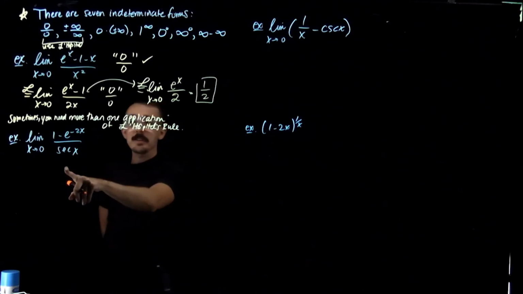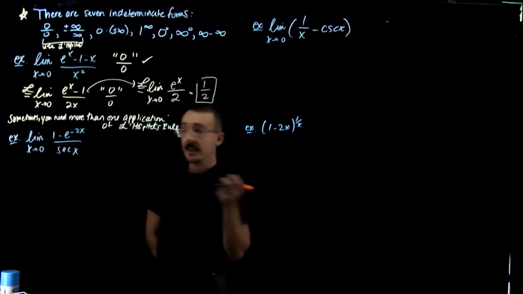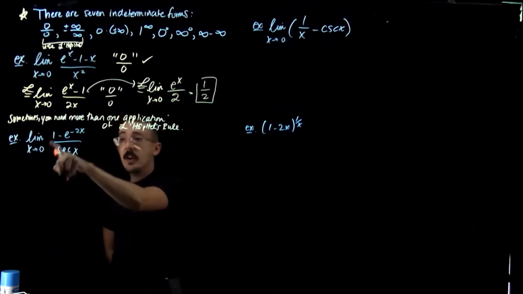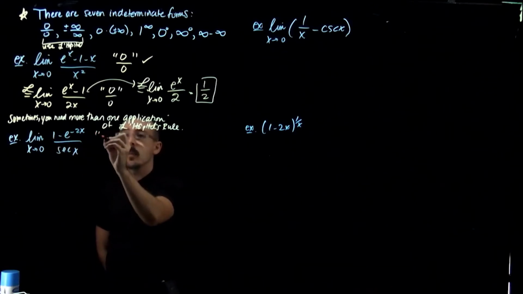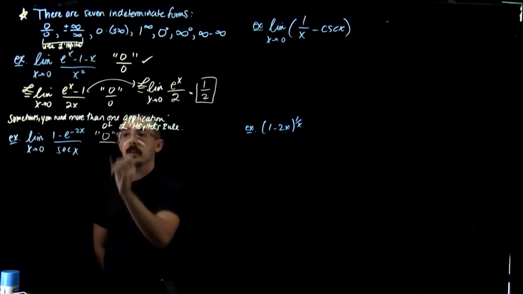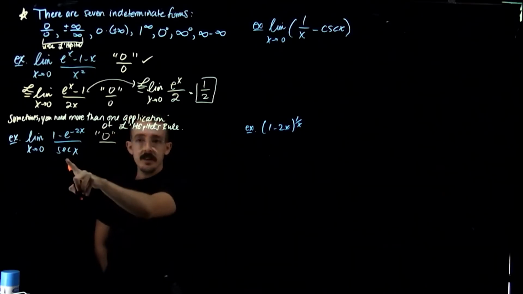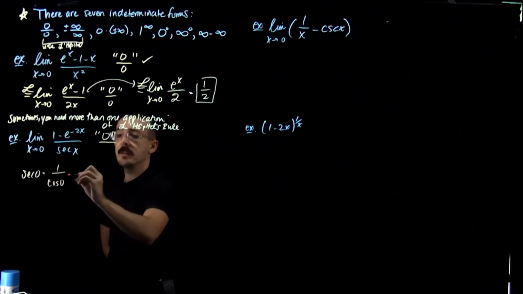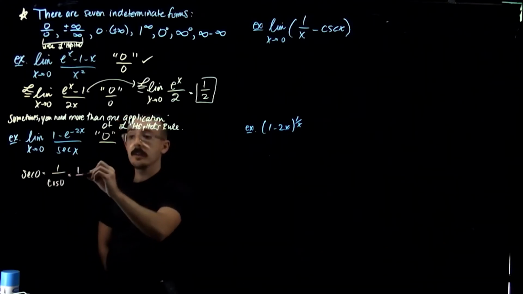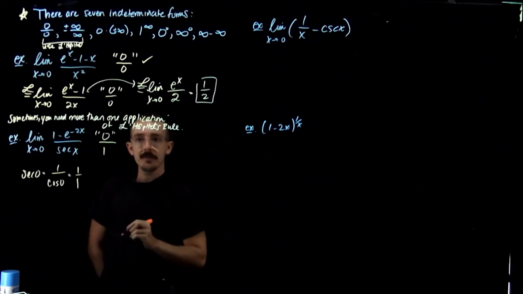Let's look at this one. So first thing you should always do is check. We're going to plug in 0. You get 1 minus e to the 0, which is 1, so we get 0 over secant of 0, which is the same thing as 1 over cosine of 0. Cosine of 0 is 1. We get 0 over 1.